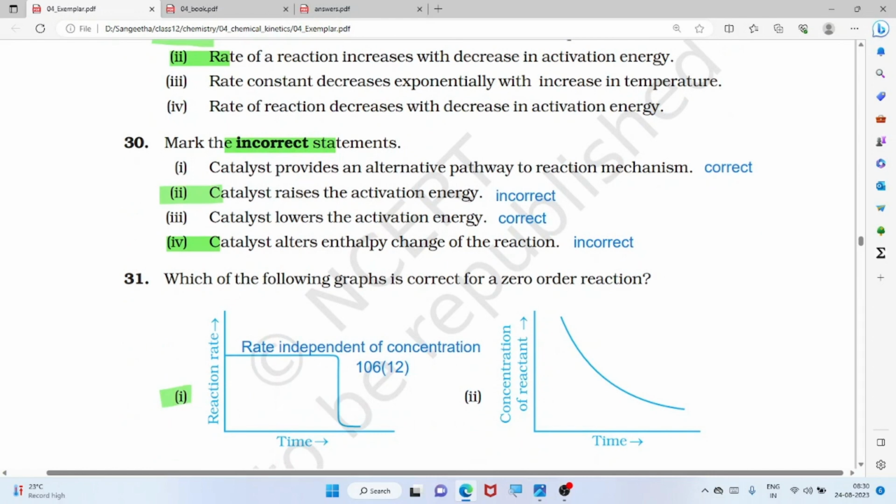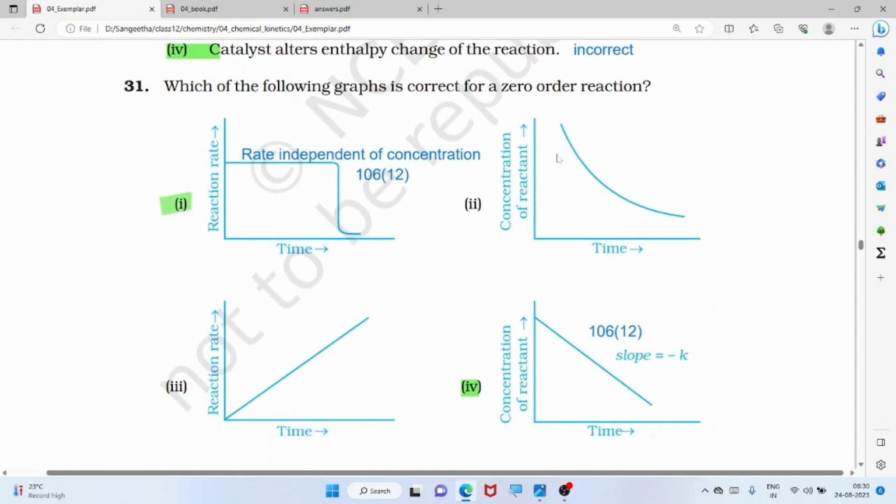Mark the incorrect statement. Okay, incorrect. They are also incorrect. Catalyst raises, no, it lowers the activation energy. Catalyst alters, no, it will not change the enthalpy of the reaction. Catalyst lowers the activation energy, this is correct. Catalyst provides an alternate path, that is also correct.